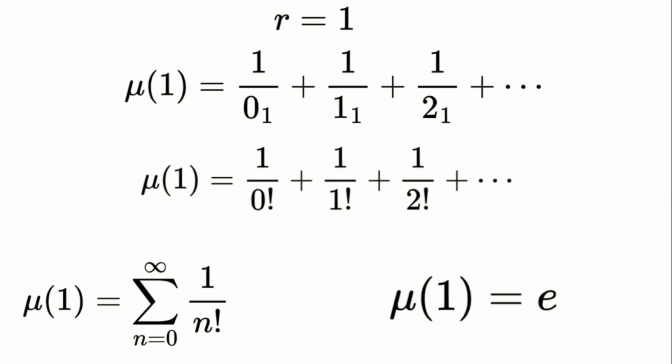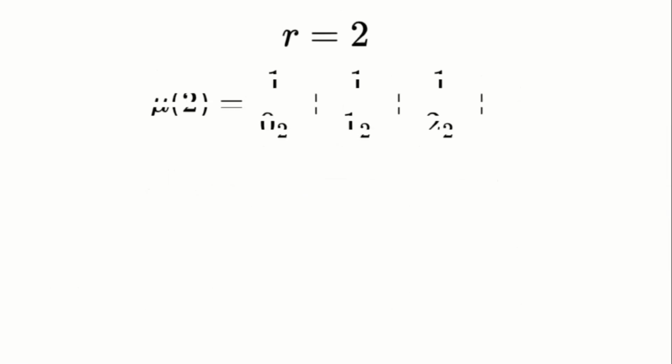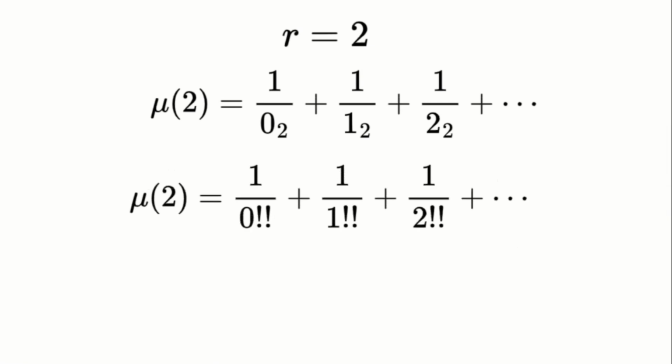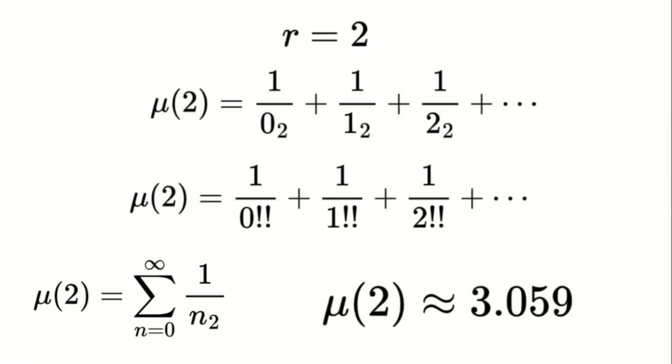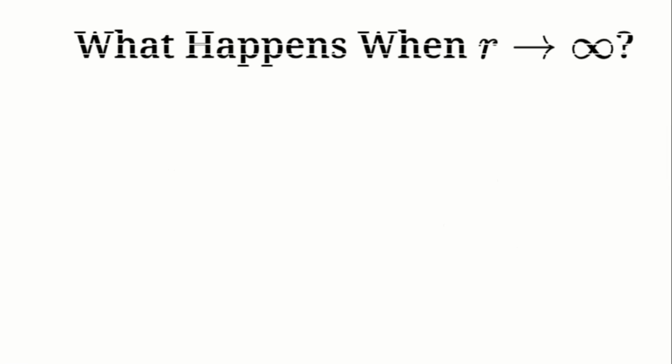Now, if we switch to the second factorial, meaning we skip every other number, we get a different sum. This time, the mu function adds up fractions where each denominator is a double factorial. Surprisingly, this series also gives a specific number, which is approximately 3.059. If we continue this process, increasing r each time, the mu function keeps converging to a definite value.